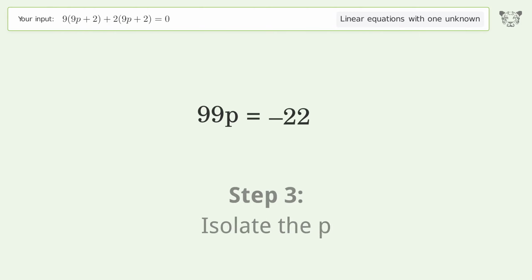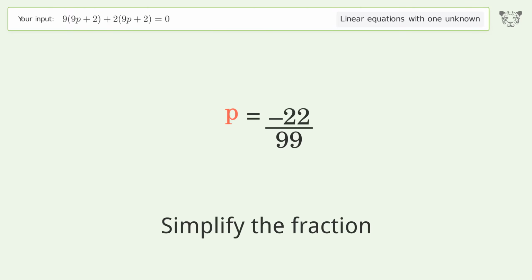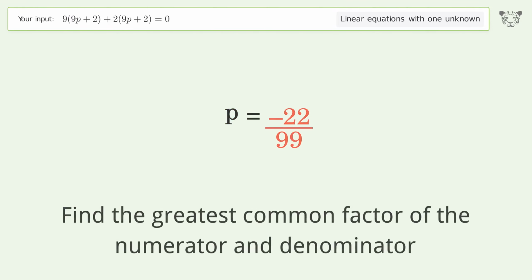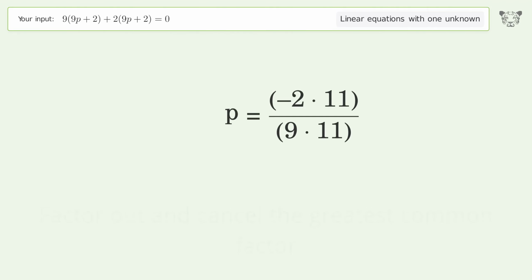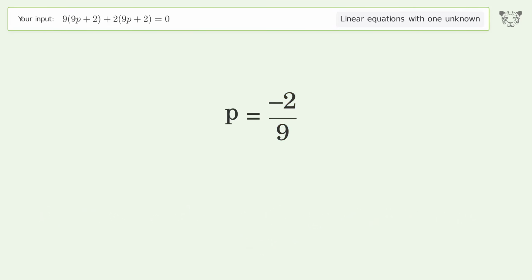Isolate the p. Divide both sides by 99. Simplify the fraction. Find the greatest common factor of the numerator and denominator. Factor out and cancel the greatest common factor. And so the final result is p equals -2/9.